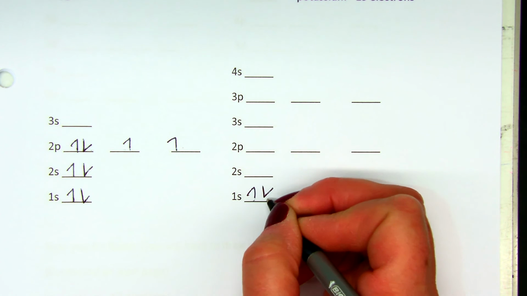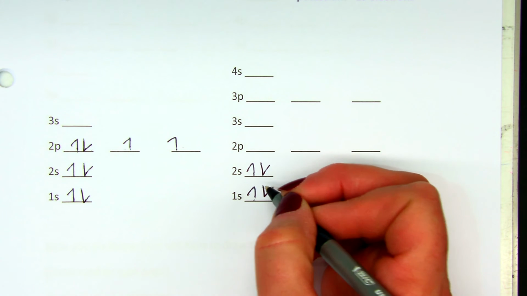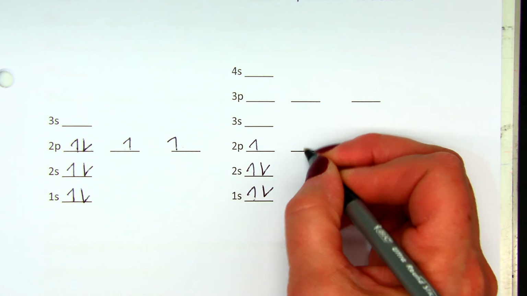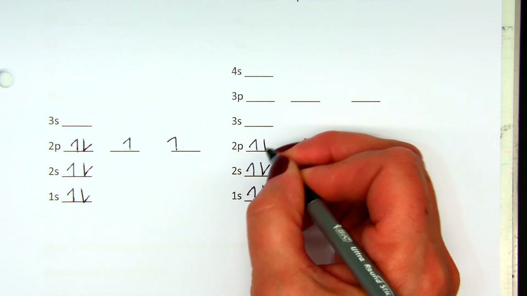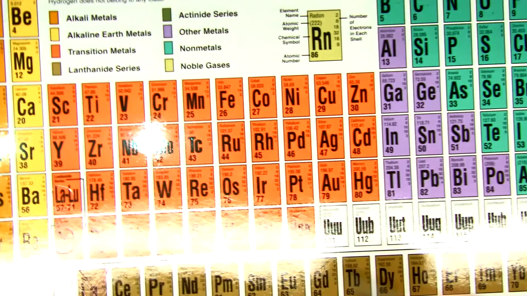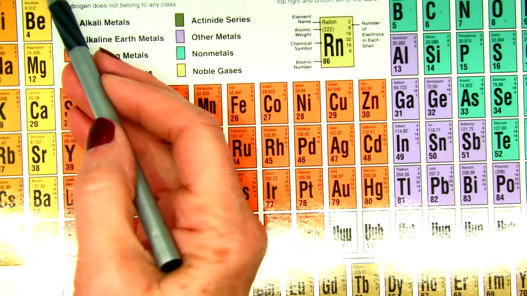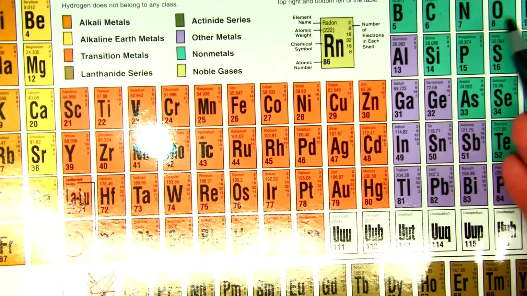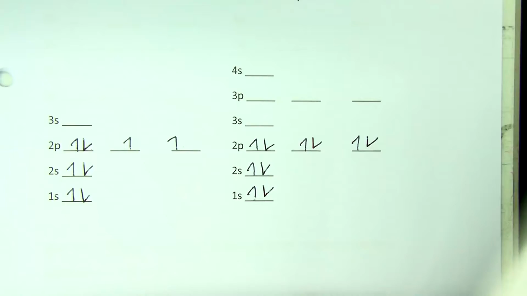Okay, potassium, 19 electrons. 1, 2 in the 1s. 3, 4 in the 2s. 5, 6, 7, 8, 9, 10, filling up the 2p. So now I am up to the 2p, 10 electrons. I'm up to neon on the periodic chart. So again, we just follow the chart. 1, 2, 3, 4, 5, 6, 7, 8, 9, 10. We get up to neon.